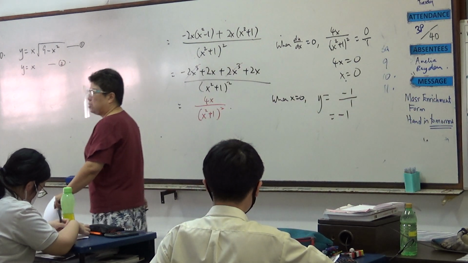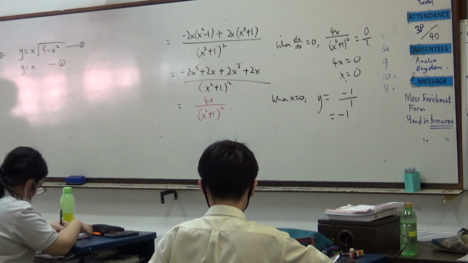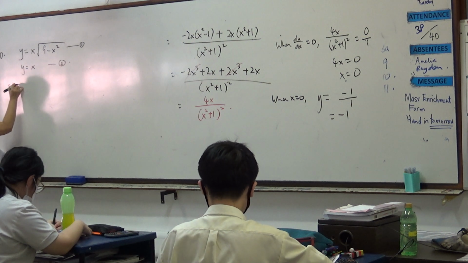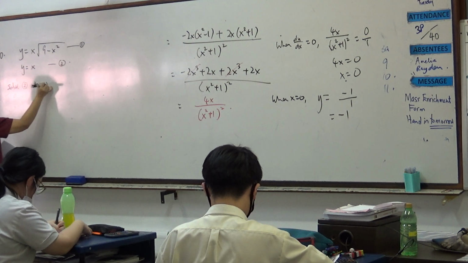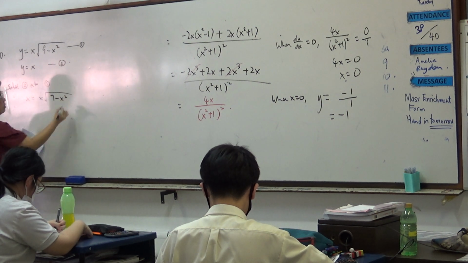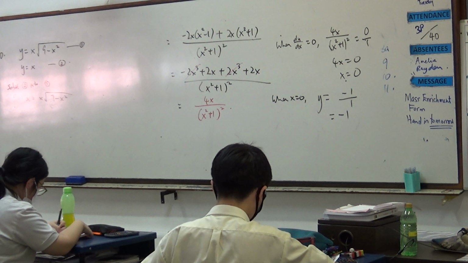Okay. Now which is the linear one? 1 or 2? 2, right? So substitute 2 into 1. Am I right to say that? So I'll have x equals x square root of 9 minus x squared. How do I solve this?